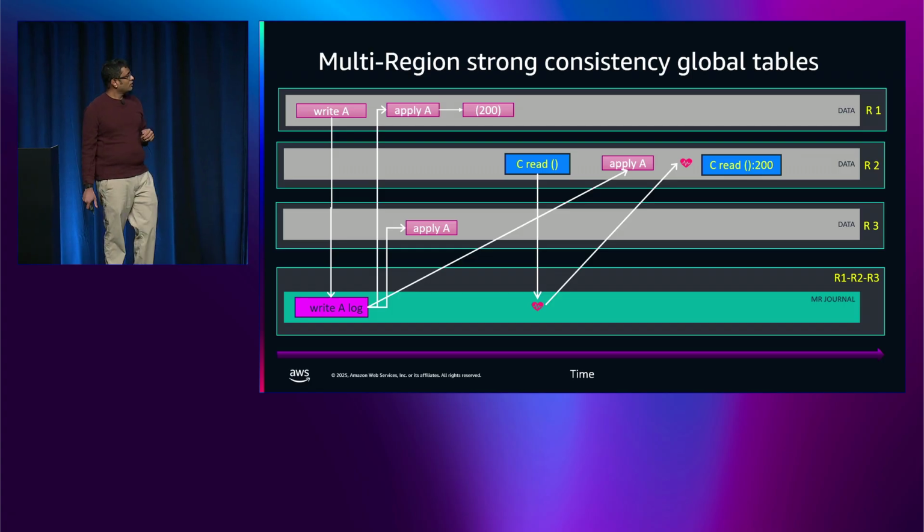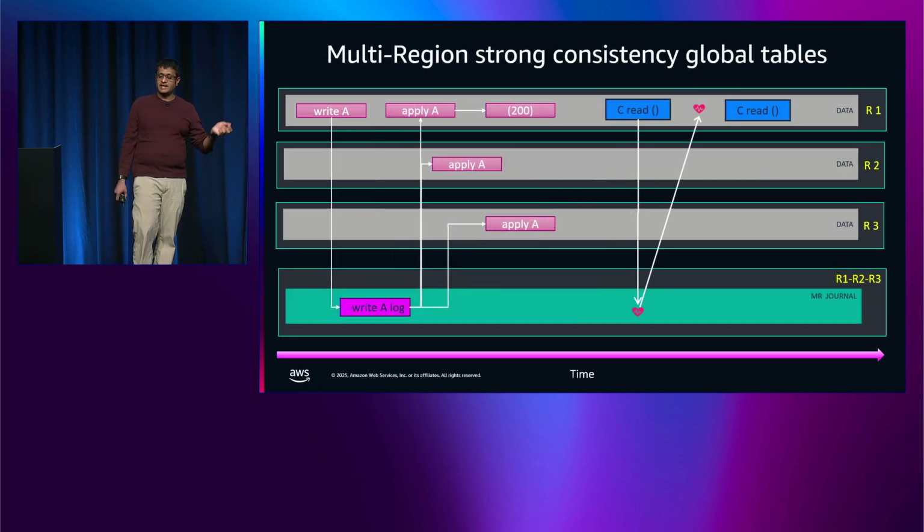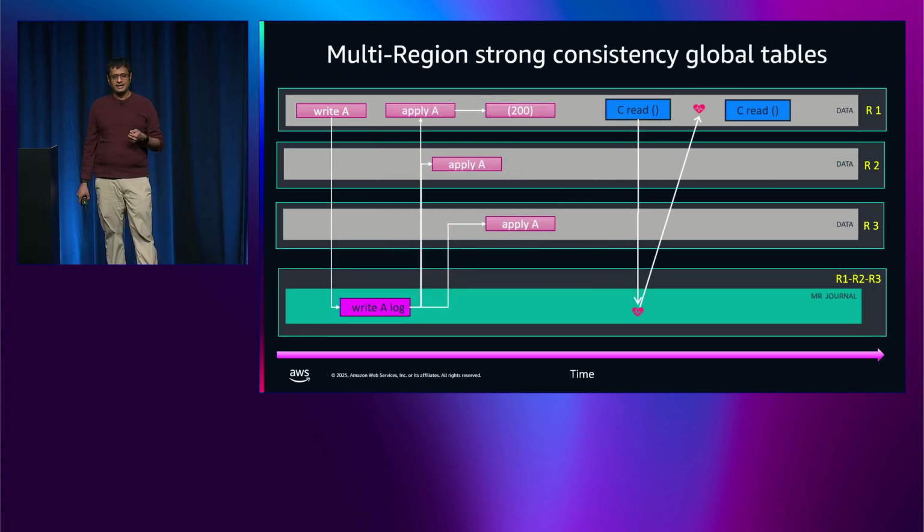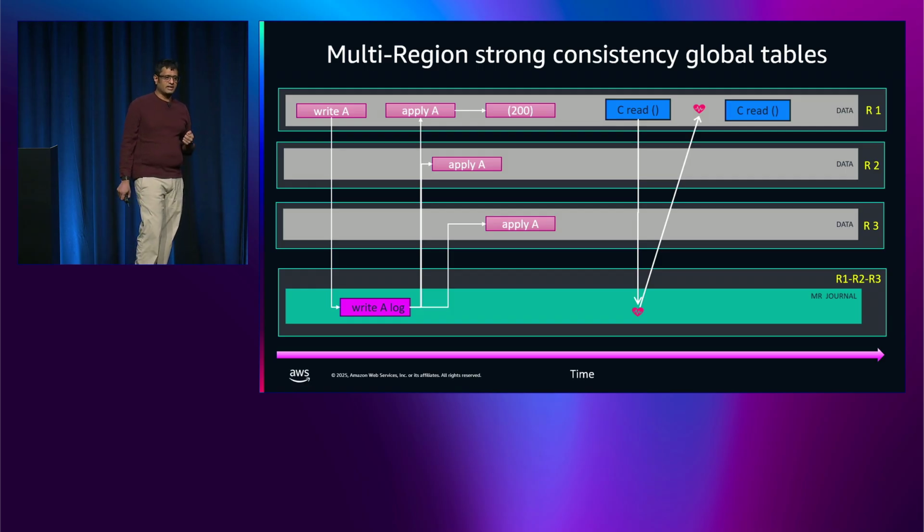Now, the protocol is the same, even if you have a single region write and you're reading strongly consistent from that region, because it ensures correctness and there's no bimodal behavior. But the thing to keep in mind is that since the heartbeat also goes through the journal, you pay the penalty of the write. The latency of the strongly consistent reads is almost equal to the latency of writes.